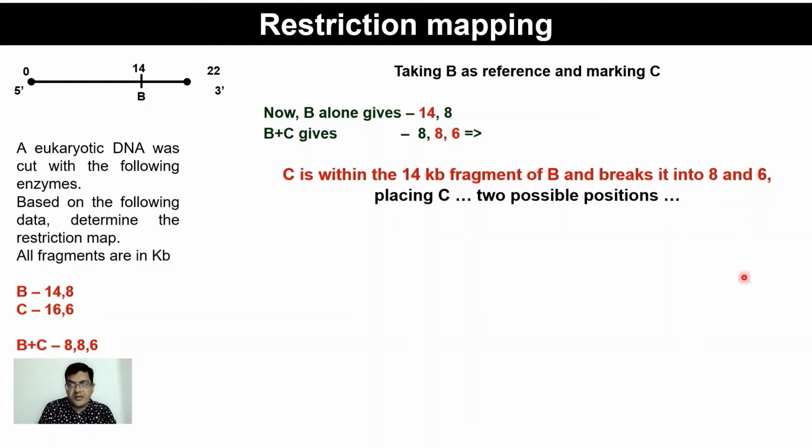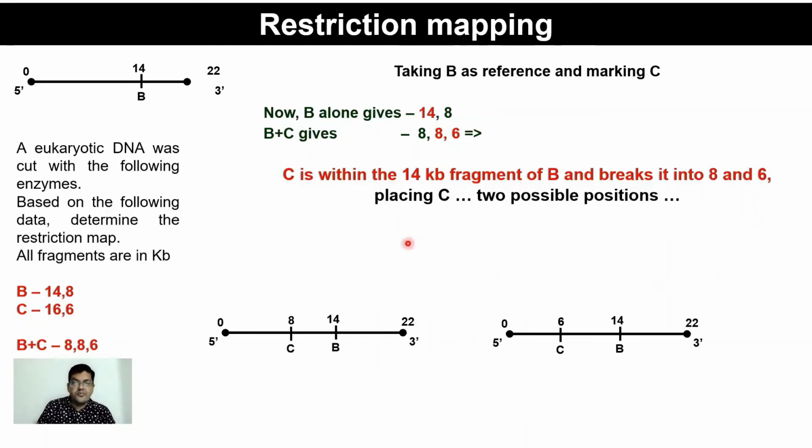So let's place it together here. So here are two possible maps for C for a given fixed position of B. We have already fixed B at 14. So we're now looking at the position of C. And based on this banding pattern where the 14 kb fragment of B breaks into 8 and 6 kb fragments on double digestion with C, you could have the 8 kb fragment first, or you could have the 6 kb fragment first, right? So these are two possible positions.